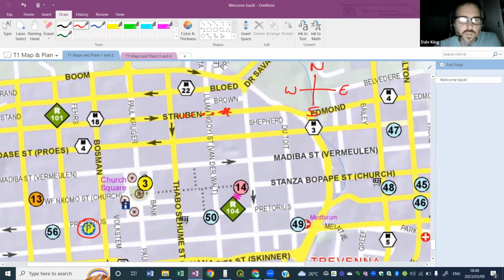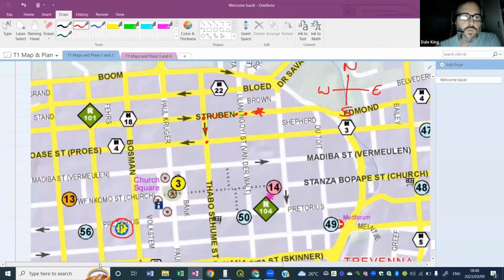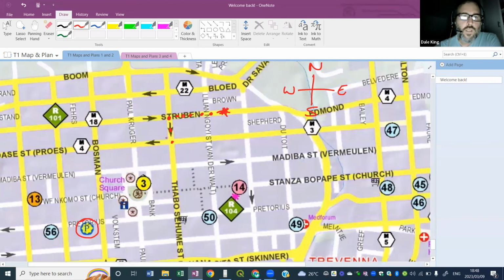Take a left into, looks like Tabo Sehumet Street. We can't go right there. We can only go left anyway. Take a left into Tabo Sehumet Street. Then take a right, and immediately take a right into, what is the street called? It's called Pose Street. Okay, take a right into Pose Street, and it's also a one-way. Go past Paul Kruger Road. Okay, continue on west on Pose Street.